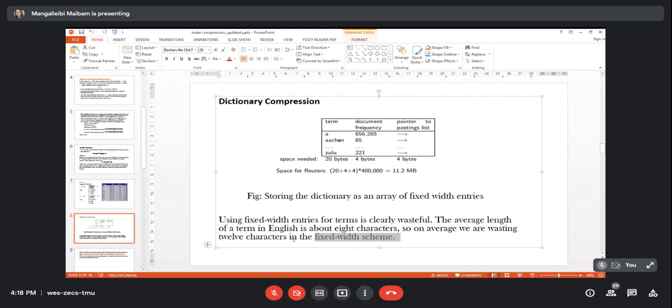We may waste about 12 characters. That means about 12 bytes we may lose, because an average length of a term is about 8 characters. So on an average, it is 8 characters. But for every term, if we use 20 bytes for storing it, then we will waste about 12 bytes for every term in the collection, right?